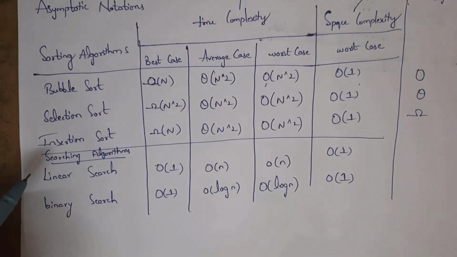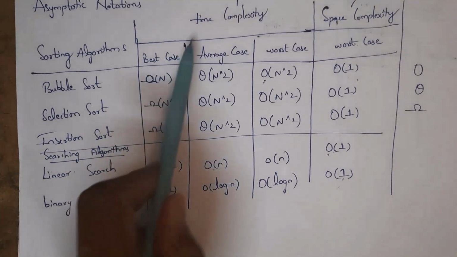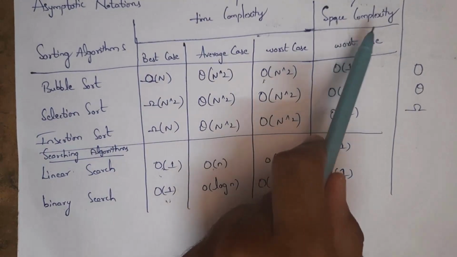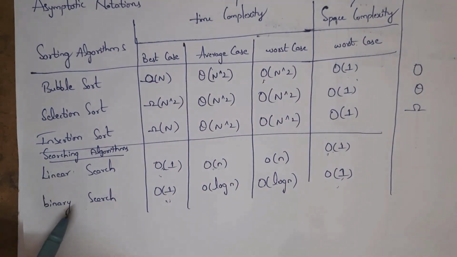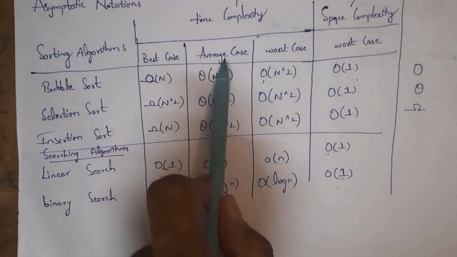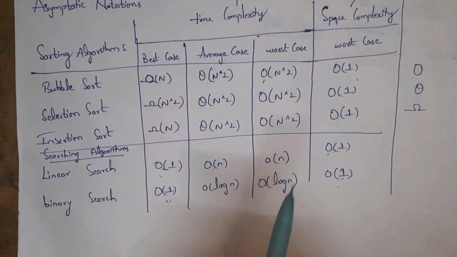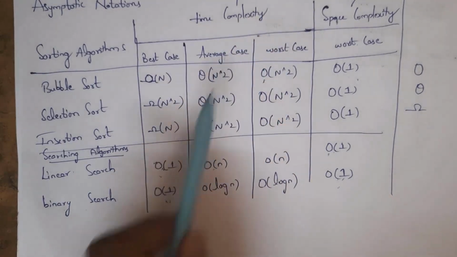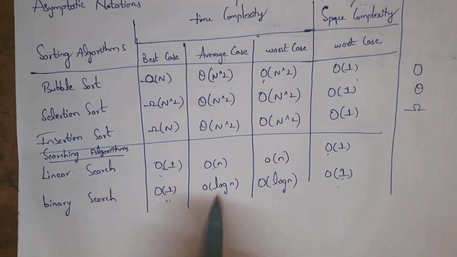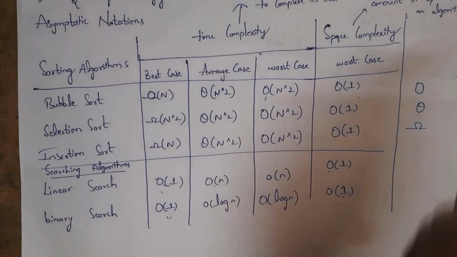Best case time complexity of linear search and binary search is big O of 1, and worst case space complexity of linear search and binary search is big O of 1. Average case and worst case time complexity of linear search is big O of n, and average case and worst case time complexity of binary search is big O of log n. This is an important question, you need to remember this table.